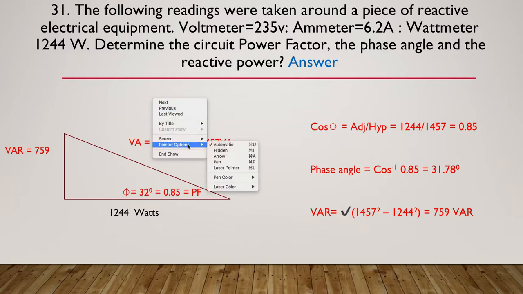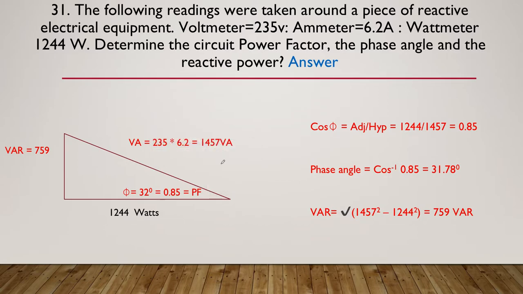If we were to do a phasor diagram, we can work out the cos of the angle because we can work out that the wattmeter is giving us true power. So here's our true power. We can work out our apparent power, our VA. Here's our VA. Work that out. Our 235 volts multiplied by our 6.2 amps is going to be our volt amps. So we've got 1457 VA.